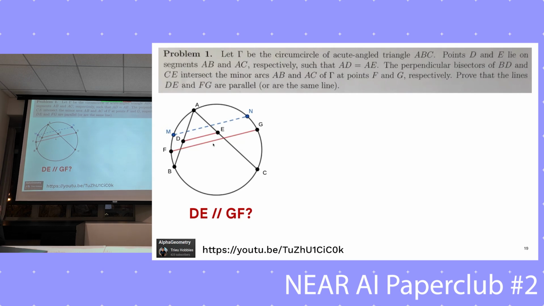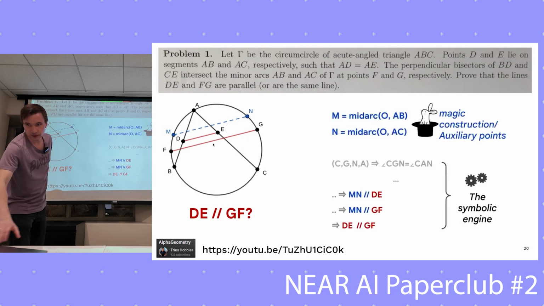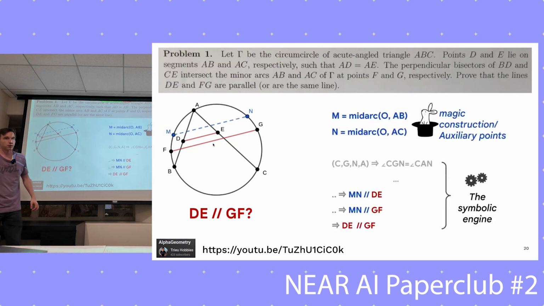Right, and then they say, well, prove that DE is parallel to FG. It's a relatively hard problem. It's from IMO, right? And I have no idea how to solve it. But importantly, to solve it, what you need to do, for starters, is construct two more points, M and N, which are the point in the middle of the arc AB and the AC.